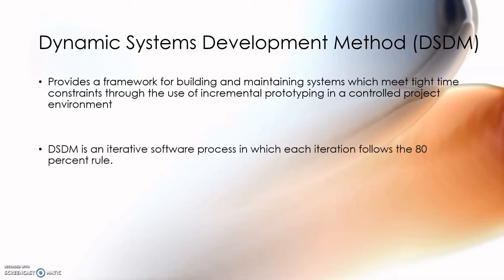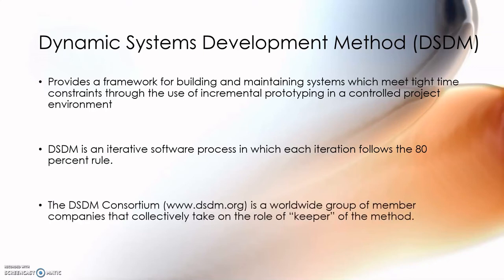DSDM is an iterative software process in which each iteration follows the 80% rule. That is, only enough work is required for each increment to facilitate movement to the next increment. The remaining detail can be completed later when more business requirements are known or changes have been requested and accommodated. We have the DSDM consortium, at www.dsdm.org, a worldwide group of member companies that collectively take on the role of keeper of the method.